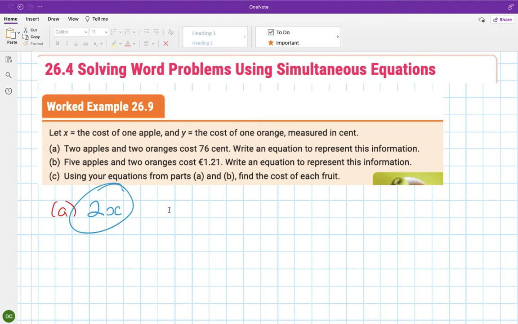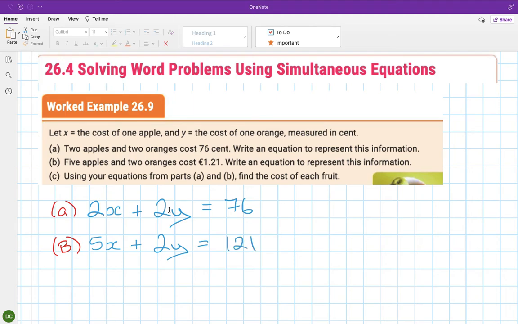2x is 2 multiplied by x. So it's 2 multiplied by the cost of an apple plus 2 multiplied by the cost of an orange, and together they make 76 cent. And then part b, I have 5 apples, so 5 multiplied by the cost of an apple, plus 2 oranges, which is 2 multiplied by the cost of an orange. Now it equals €1.21. This needs to be in cent, so we're going to go 121. We can't have mixed.